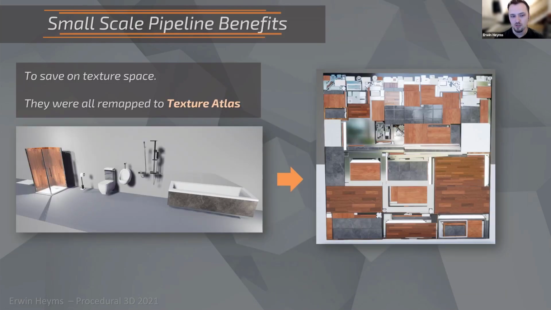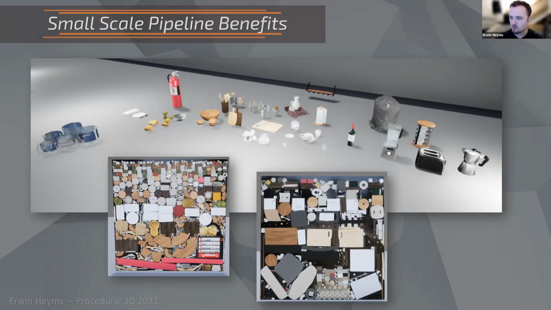So very easy. Then I could also use it to create texture atlases for multiple objects at a time to save on texture space. In this case, I could output it as a 1K or 4K texture. And with that, I was able to create all of these.